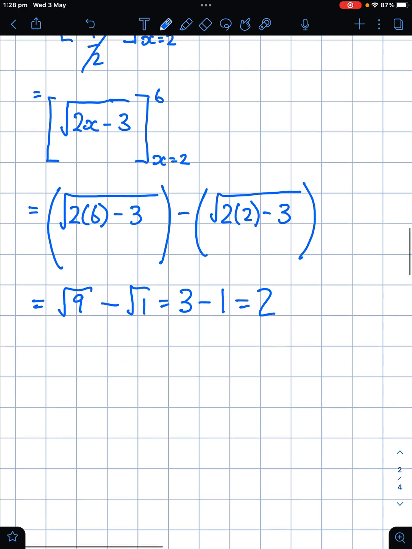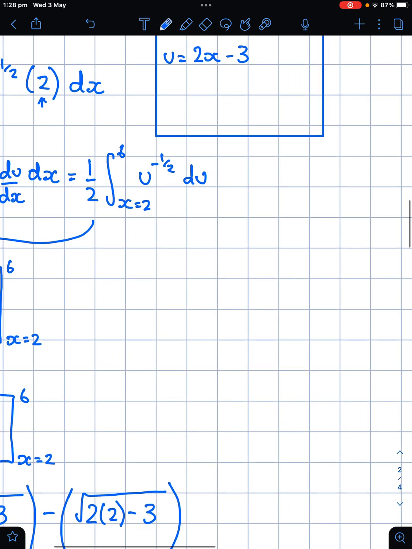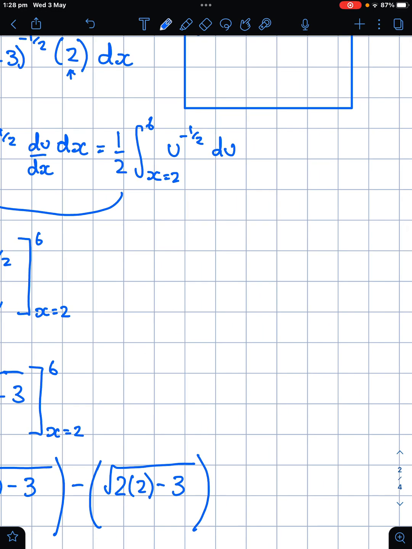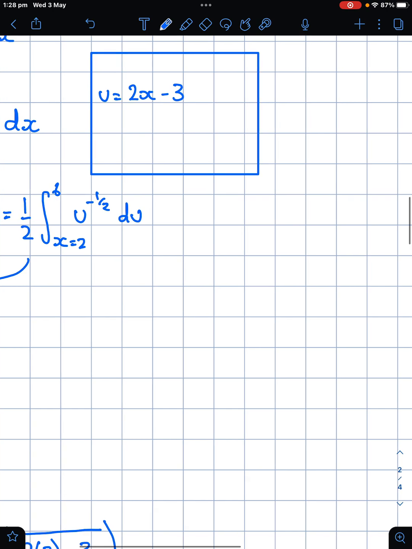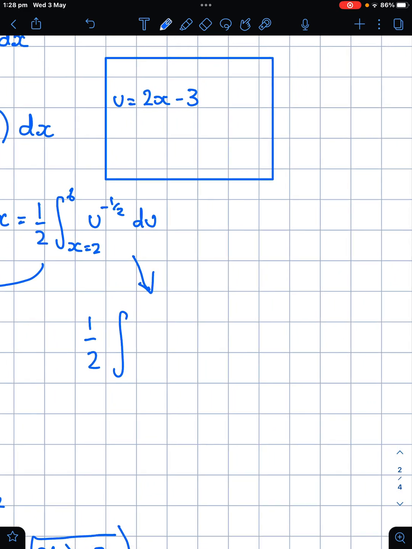So this way we didn't change our values, but we want to show you that we can do it. Realistically, in this next step we would do the integral the same way, but I'm going to rewrite this. So we've got a half, and then the integral, and now instead of x equals 2, if I sub x equals 2 in, u would equal 2 times 2 minus 3, which is 4 minus 3, which equals 1. And x equals 6 would be u equals 2 times 6 minus 3, which equals 9.